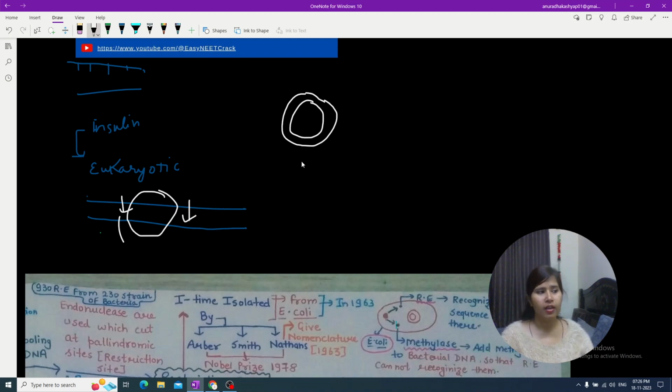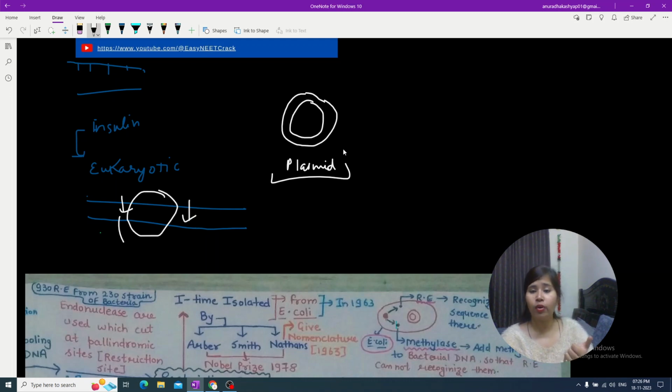It is your plasmid. So when you are going to add your desired gene into a plasmid, or you can say vector, first of all you have to make space in it, right? You have to make space in your plasmid. So what happens? You have to cut it. You have to cut your plasmid.